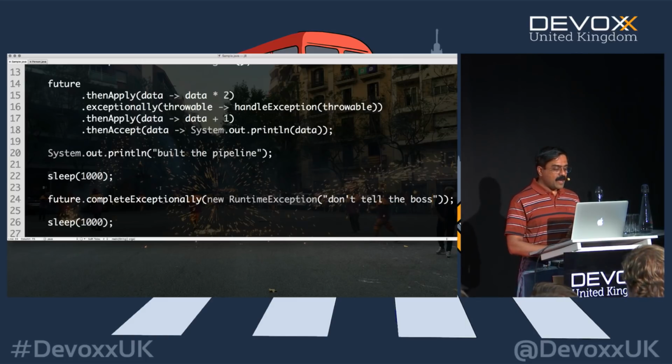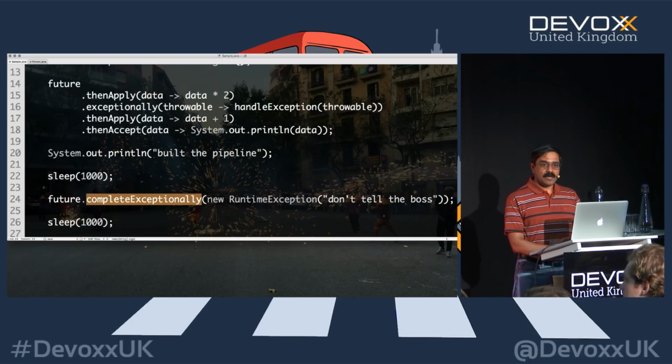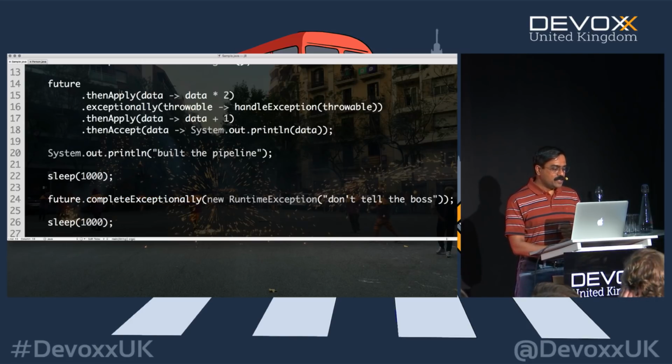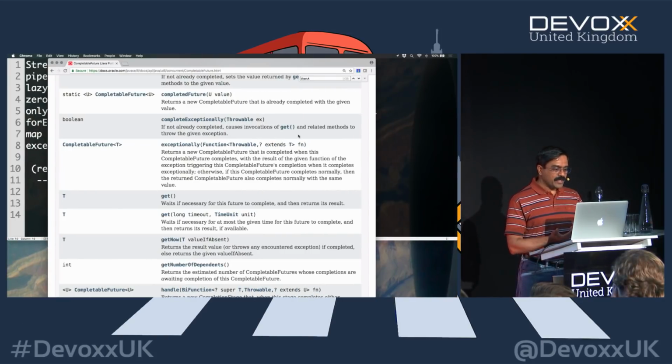Well, what is it going to do now? In this case, we are passing through the pipeline completeExceptionally. This will not be executed. It goes to the exceptionally block, which prints the result, don't tell the boss, and then returns a 0. And of course, 0 plus 1 is 1. And then, of course, we're going to print the 1 value when everything is said and done.